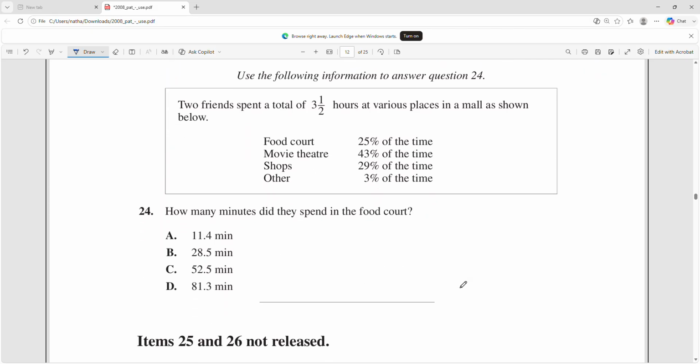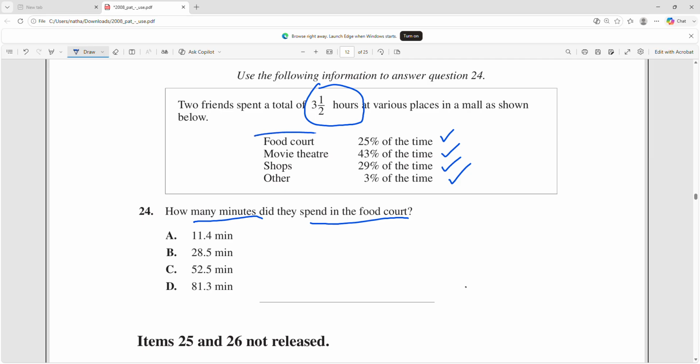Okay, moving on. Two friends spent a total of 3.5 hours at various places in a mall as shown below. They spent 3.5 hours total, and they spent 25% of their time at the food court, 43% of their time at the movie theater, 29% of their time at the shops, and 3% doing other stuff. How many minutes did they spend in the food court?